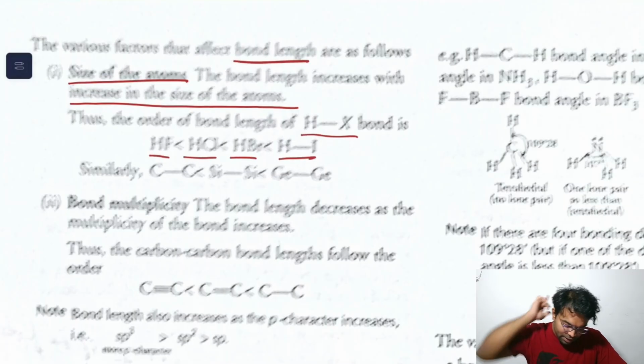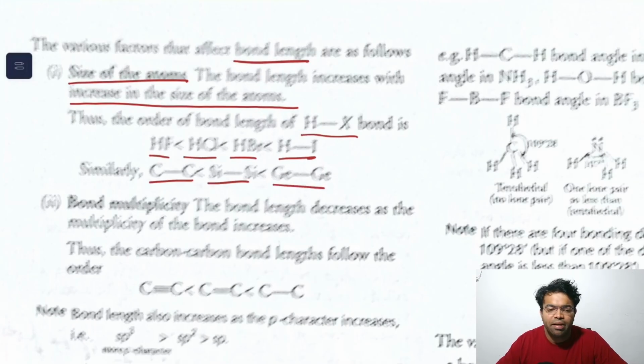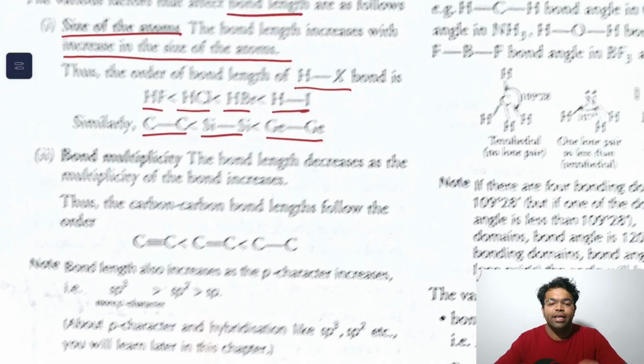So similarly, the carbon-carbon bond is less than the carbon-silicon bond and the germanium-germanium bond. Basically carbon, silicon and germanium belong to the same group, but as the actual size of the atom increases, the bond length also absolutely increases, right? It will also increase. Now, the next type is bond multiplicity. The bond length decreases as the multiplicity of the bond increases.